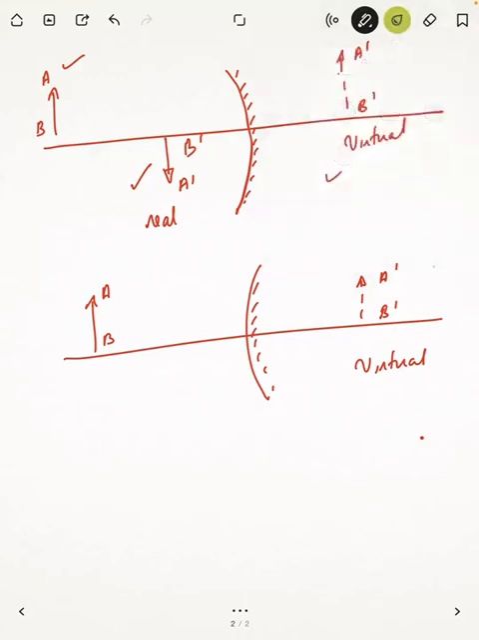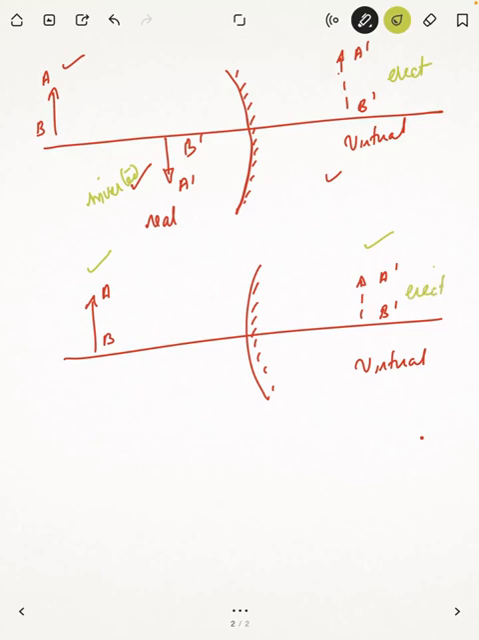And in the case of convex, the object is always on the left side, and it always forms a virtual image, so that is always formed on the right side. So you recognize this point. And real images are always inverted, that you can see as per the diagram here, inverted. Virtual images are erect. So this is an erect image.